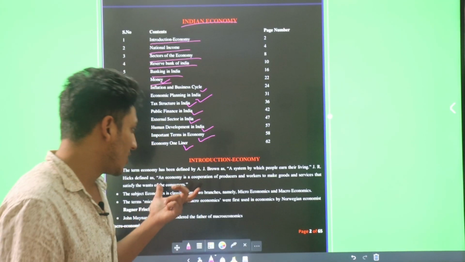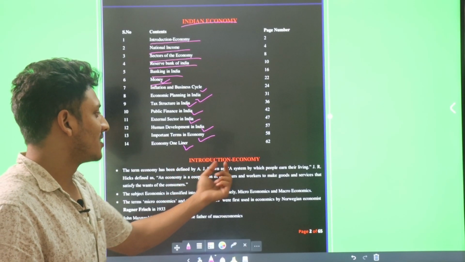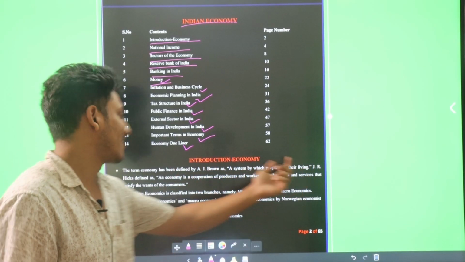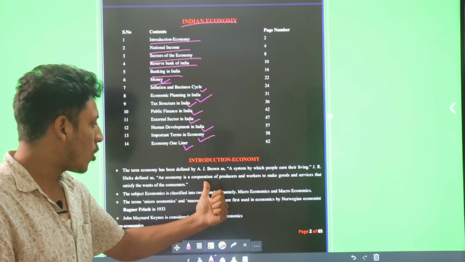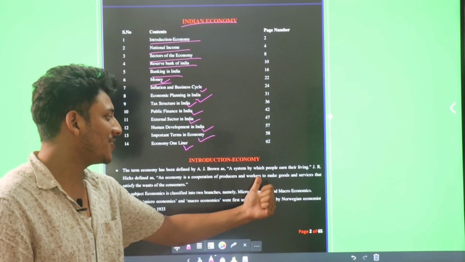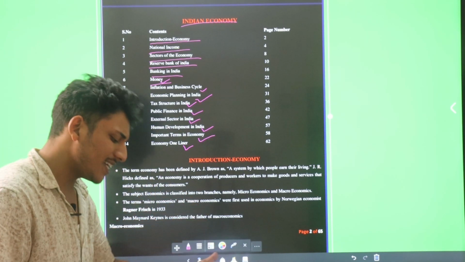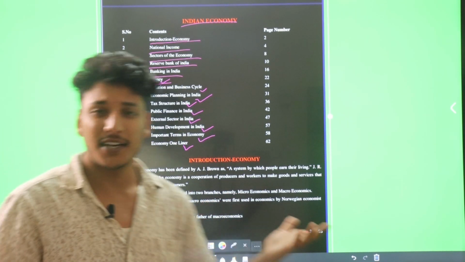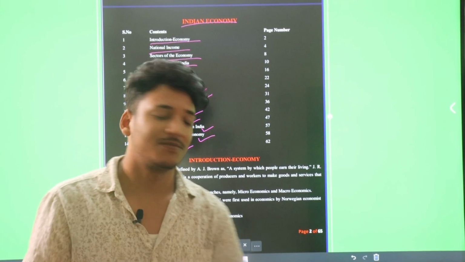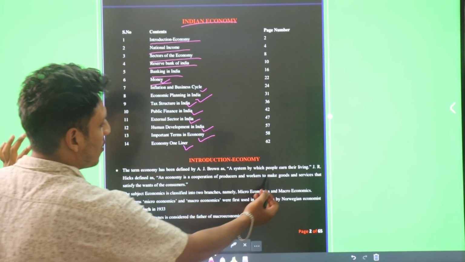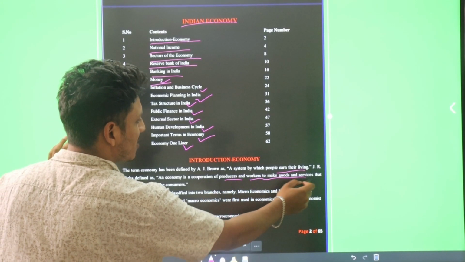Okay, so the term economy has been defined by A.J. Brown, a system by which people earn their living. And James Hicks defined an economy as a cooperation of producers and workers to make goods and services that satisfy the wants of the consumer. Basically, economy is just dealing with producer and consumer and money.